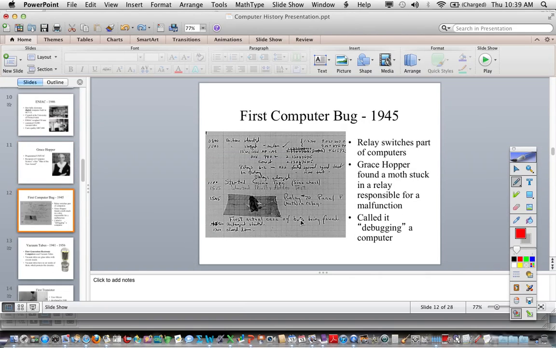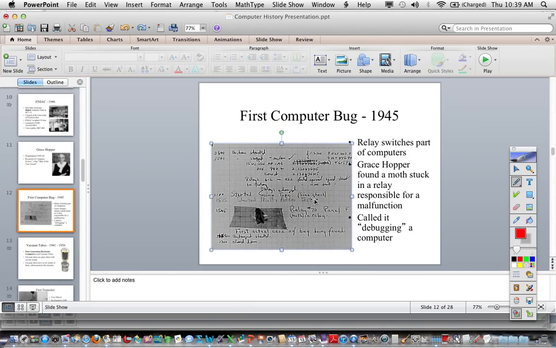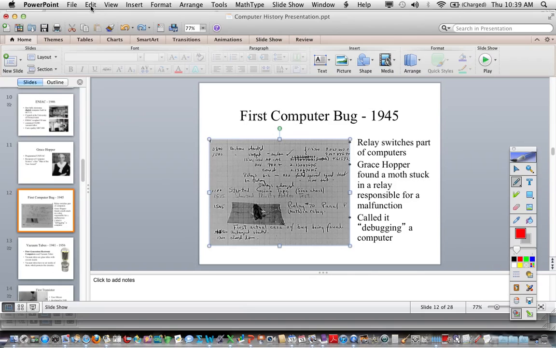Remember how we talked about computer bugs, right? You got a bug in your computer? Well, literally, that comes from a bug in the computer. Supposedly, Grace Hopper found a moth stuck in a relay responsible for a malfunction. So it says first actual case of a bug being found, and it's this moth on a piece of paper. That's where the terminology came from. If your program's not working, it's got a bug in it.